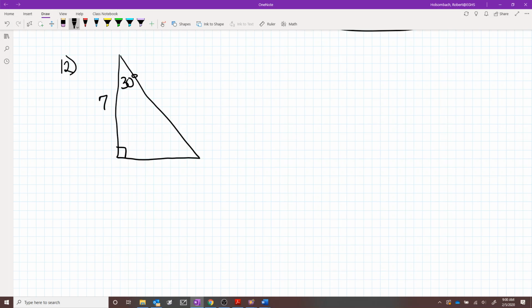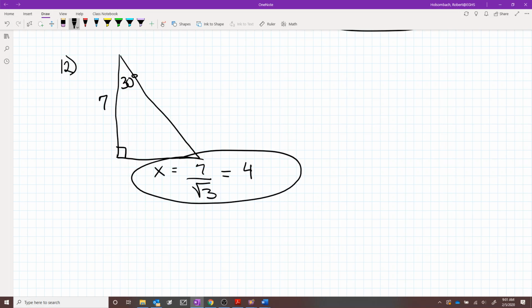Number 12 is a special right triangle. It's got a 30-degree angle. If it's got a 30-degree angle and it's a right triangle, then it's a 30, 60, 90. You're given the long leg. The short leg, which is your x in this problem, is going to be equal to long leg, which is 7 divided by the square root of 3. So your 7 divided by square root of 3 is 4. So there's the length of the short leg, which was side x.